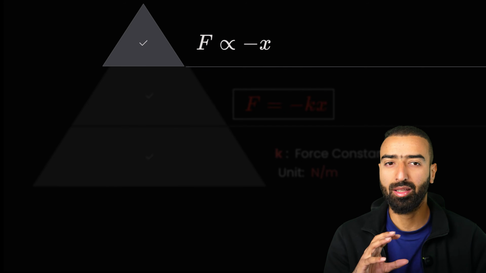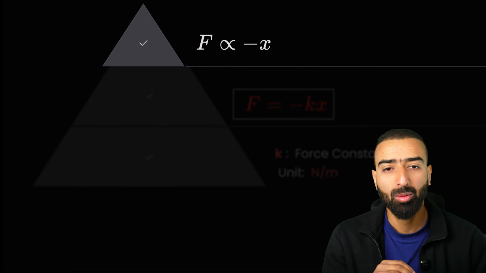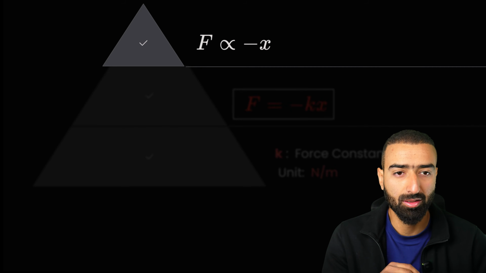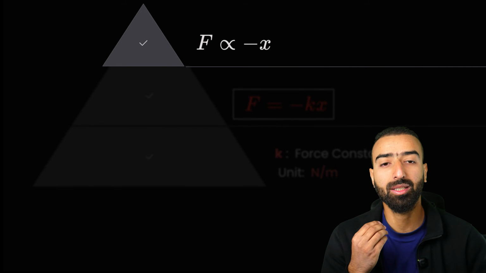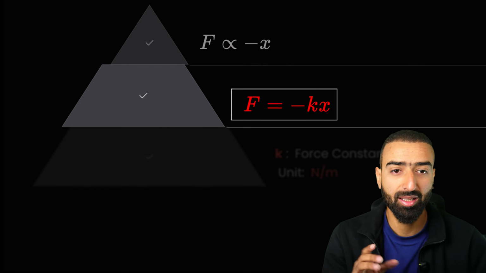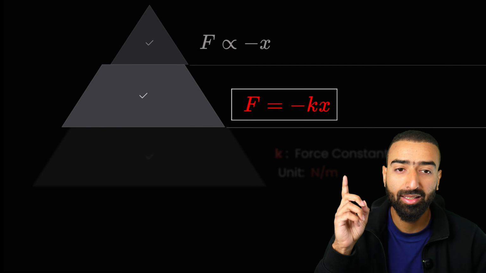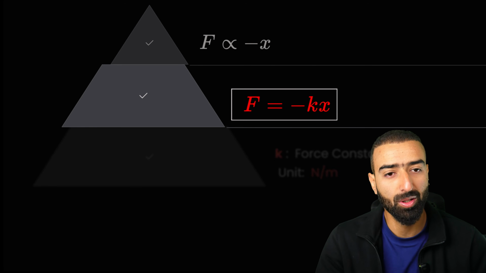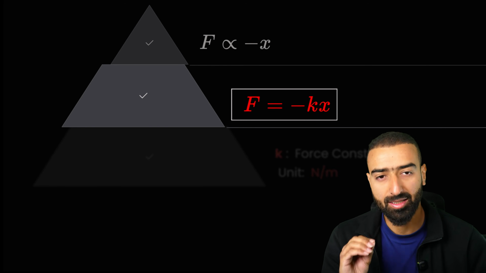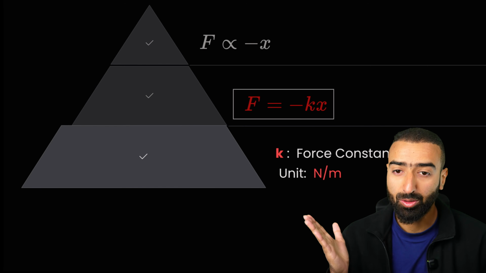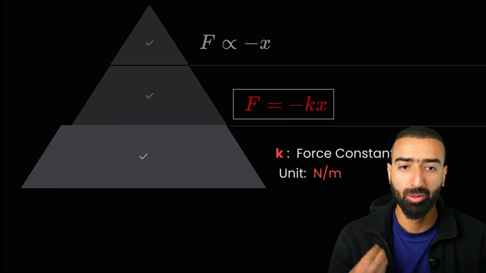We can turn this into an equality by introducing a constant k, known as the force constant. Doing that, we have the defining equation for simple harmonic motion, which is F equals minus kx. If any oscillation obeys this equation, we know it is simple harmonic motion. We can also see that the unit of k is Newton per meter.